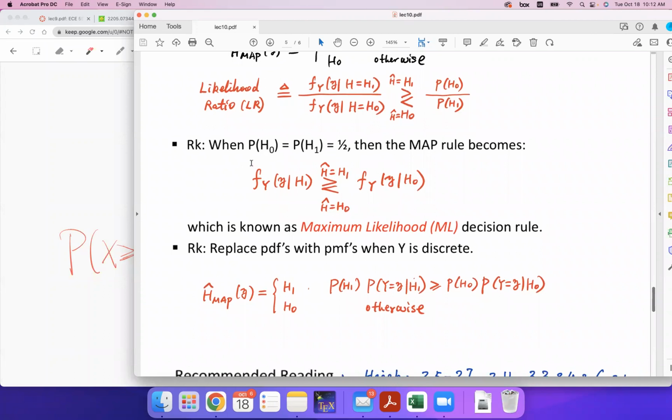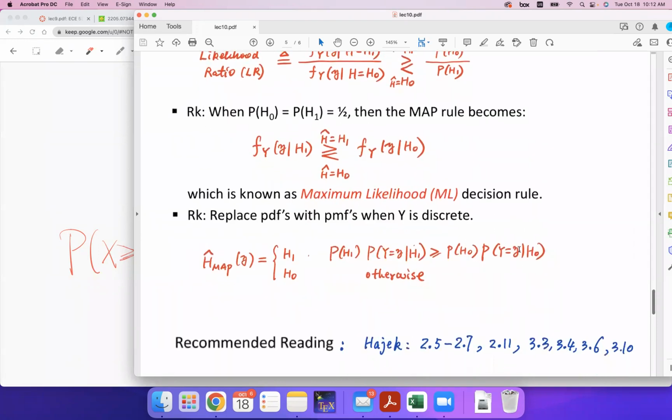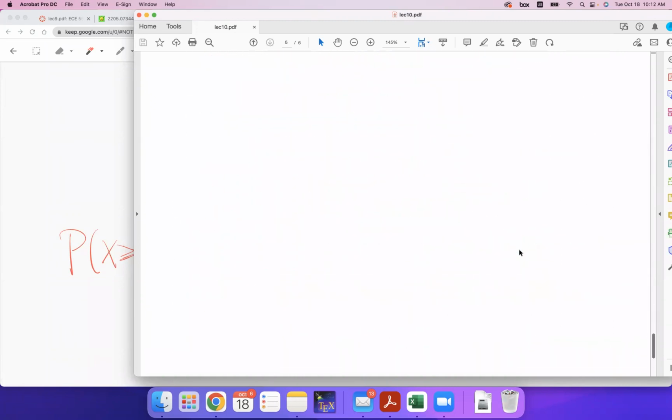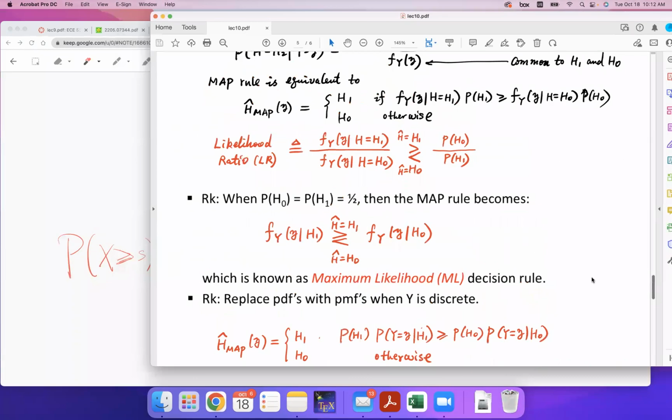And this is the case when Y is continuous, but when Y is discrete, it's almost the same. We just need to replace all the PDFs f_Y by the probability mass functions. Everything else is the same. So I think we can take a look at some examples.